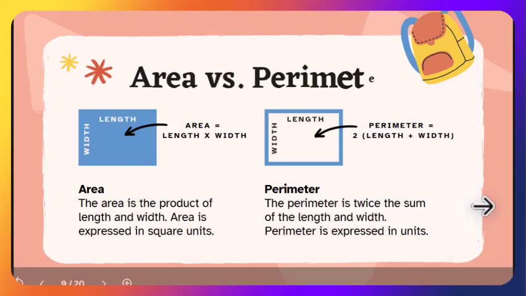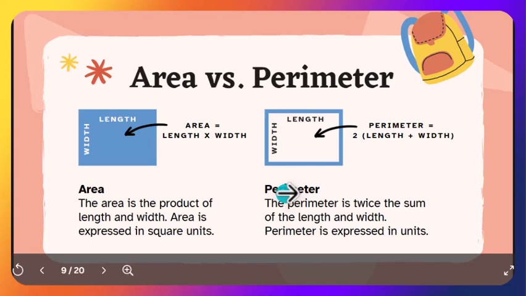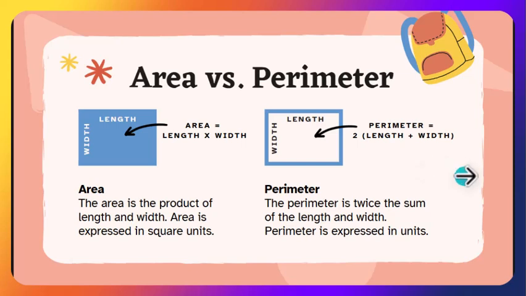Now let's look at the area versus perimeter. Area is a product of length and width. Area is expressed in square units as we have done before. However, perimeter is twice the sum of the length and width. Perimeter is expressed in units. For example, you are going to measure the length plus width twice, like you will multiply the length by 2 and multiply the width by 2.